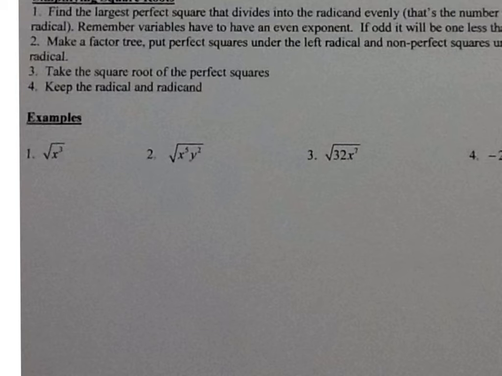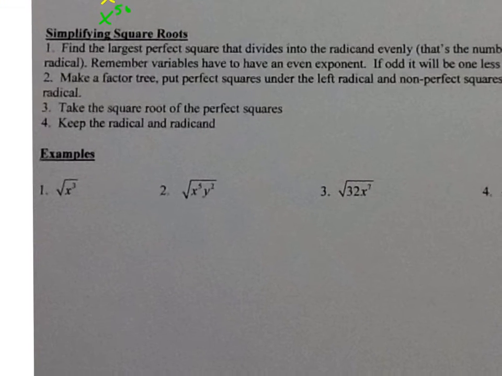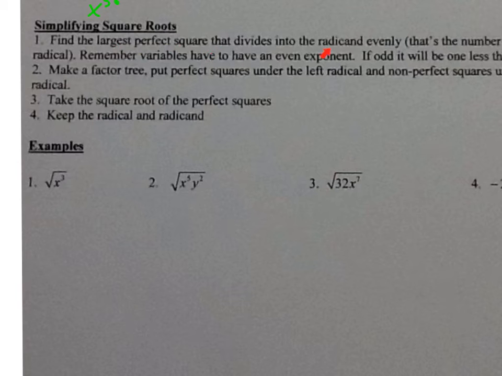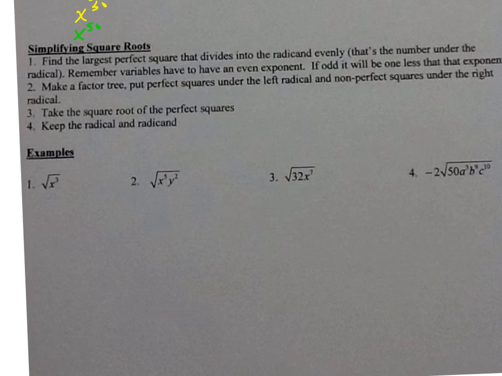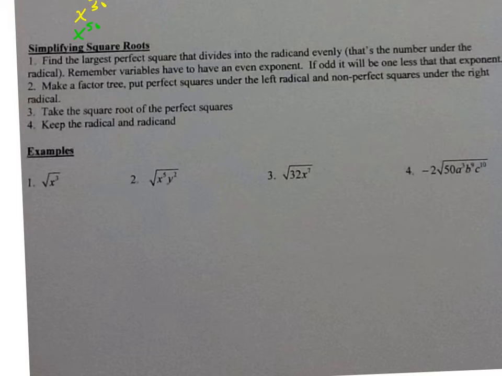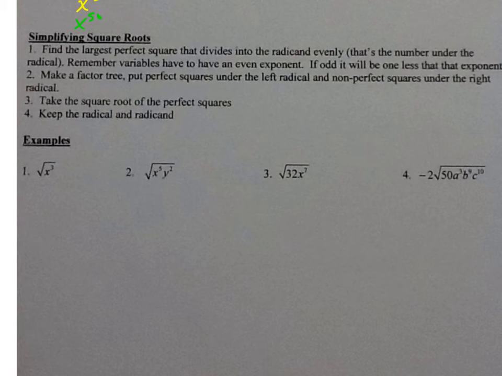All right, so when we simplify, it's really the same way as numbers. You're going to find the largest perfect square that divides into the radicand evenly. Remember, that's the number that's under the radical. Now remember, when we have variables, they have to have even exponents in order for it to be a perfect square. If the exponent is odd, then your perfect square will be 1 less than the exponent, which kind of makes sense because if your exponent is, let's say, 7, go down 1, x to the 6, that would be a perfect square. You're going to make a factor tree.